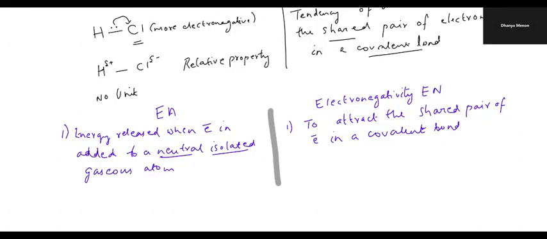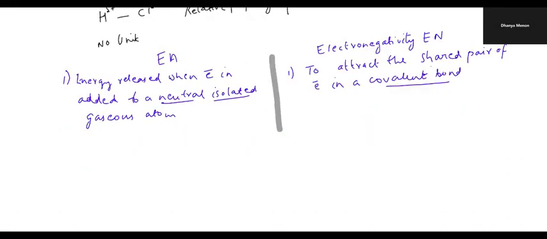But in the case of electronegativity, we are talking about covalent bonds, that means atoms bonded by chemical bonds. And what is the unit for electron affinity? Electron volt per atom or kilojoules per atom. But in electronegativity, it's a relative quantity, so it doesn't have any unit. So these are some major differences.